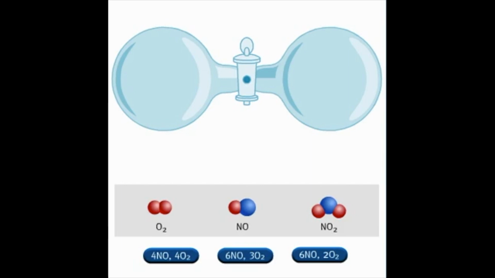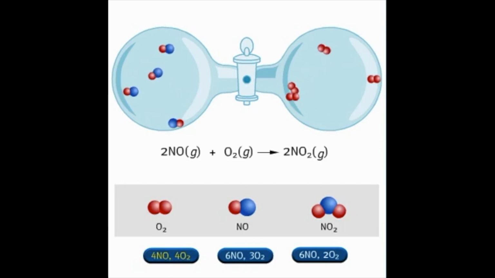The left side of the two-bulb vessel contains nitric oxide gas, NO, and the right side contains oxygen gas, O2. Click on one of the buttons to choose the number of molecules of NO you would like to react with the number of molecules of O2. Nitric oxide and oxygen gas are reacted in a 1-to-1 mole ratio. There are 4 molecules of NO in the left bulb and 4 molecules of O2 in the right bulb. The valve separating the bulbs is opened, allowing the gases to mix.